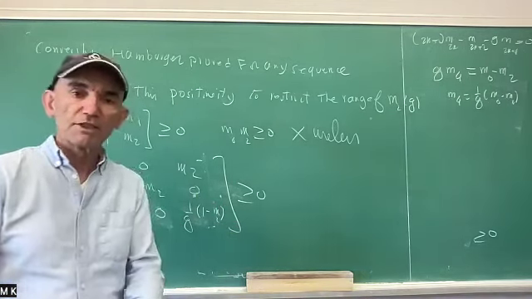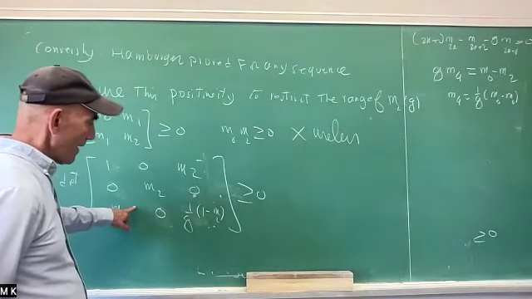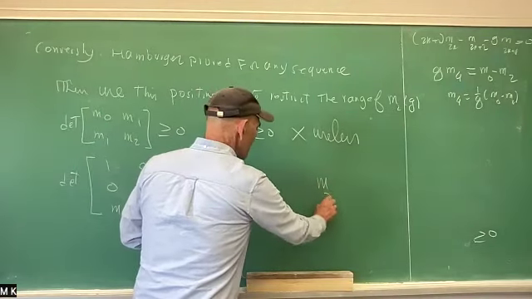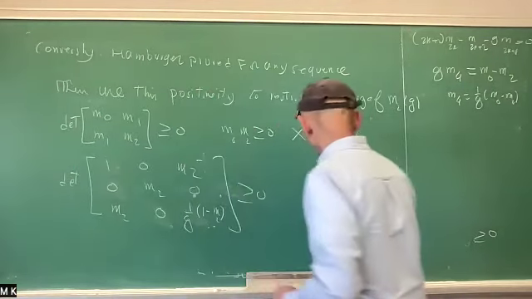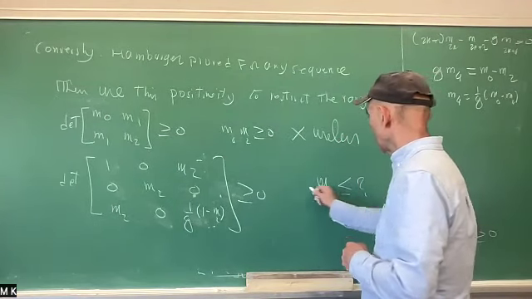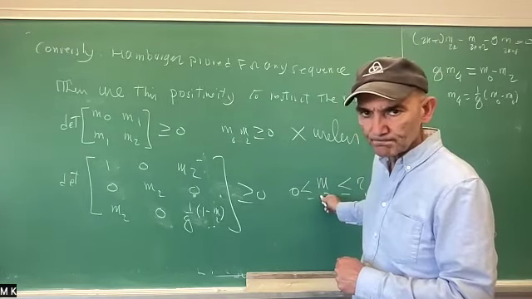So this is your weekend exercise. Please compute this determinant and see what kind of condition you get for M2. Hopefully you will get something like M2 less than or equal to something, because we know it's bigger than or equal to 0. So you restrict your range of M2.